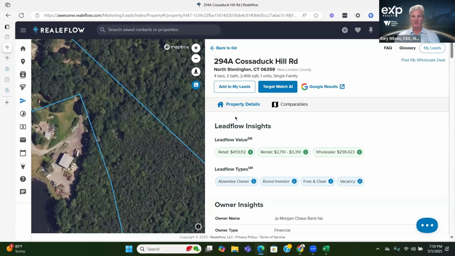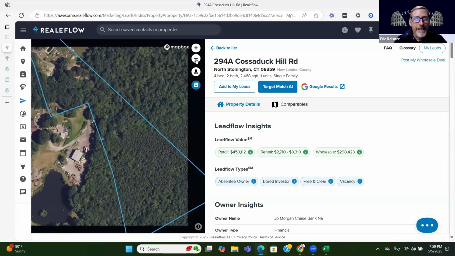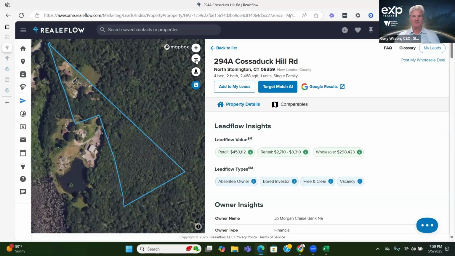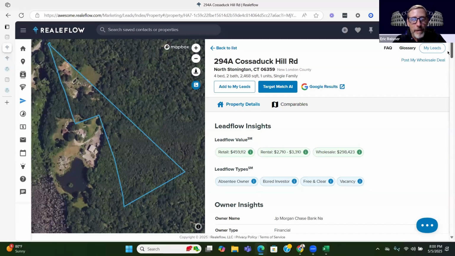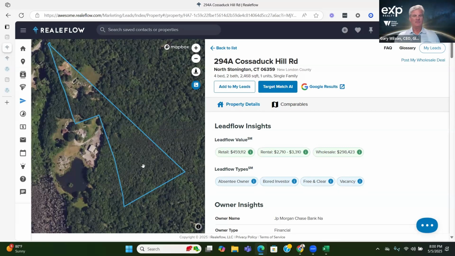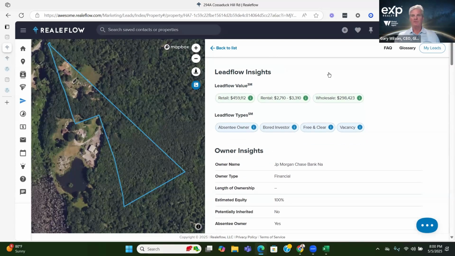Look at the size of that property. Holy smokes. I've been on that property. That's amazing. It was in pre-foreclosure a bunch of years ago, but it's sold. Wow, it's a nice property. Look, you got a neighbor with a pond. That's pretty sweet. So you go down here, you can see what the retail value is, the rental value, and the owner wholesale value. J.P. Morgan. Oh yeah. So that's already taken back in foreclosure then.